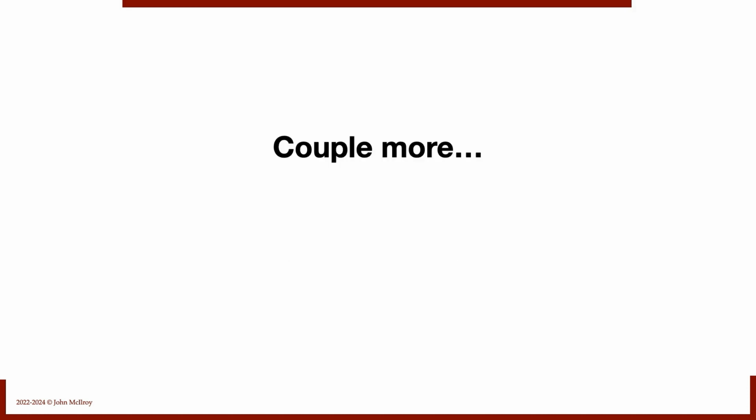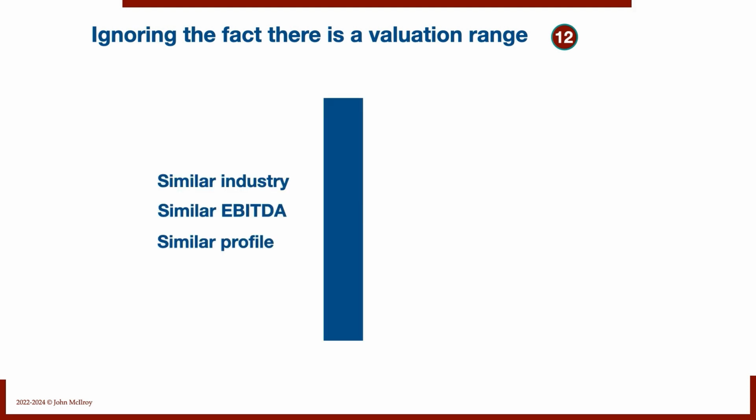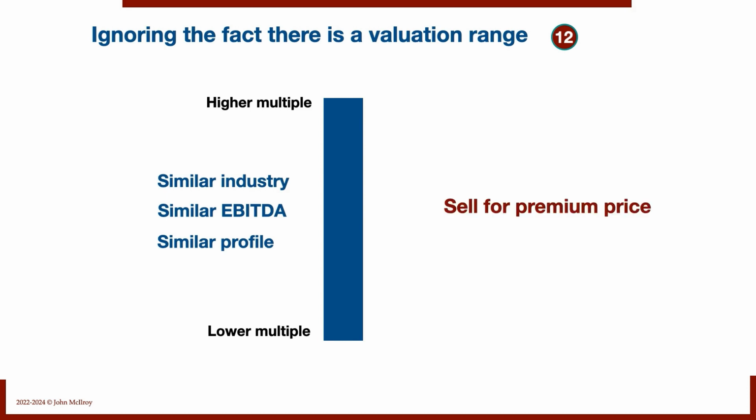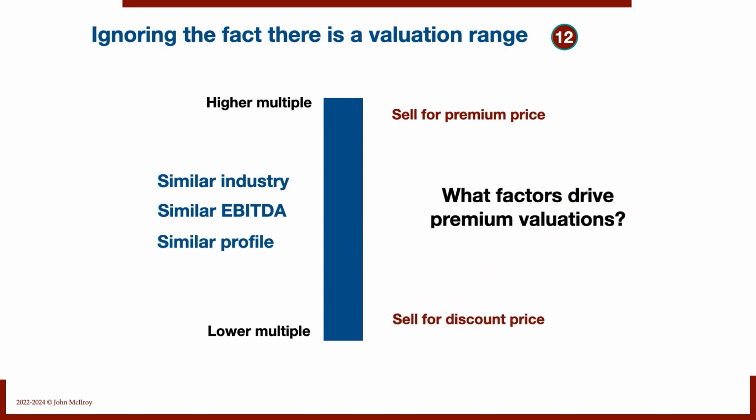A couple of more before we finish up. Sometimes people ignore the fact that there is a valuation range, meaning sometimes similar industry, similar EBITDA, similar profile when it comes to public versus private, but still one will trade at a higher multiple, one at a lower multiple. What's that all about? Well, some businesses will sell for a premium price. Other businesses sell for a discount price. So what factors drive premium valuations? That's such a big topic that I've got a special video I'm putting together on premium valuation. So we'll cover all of that in that video.